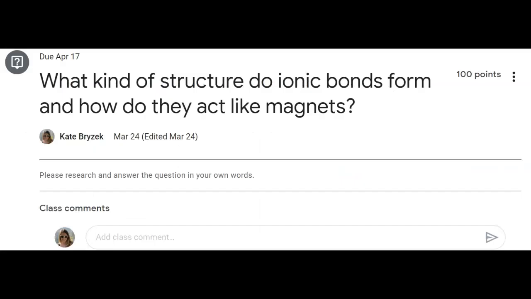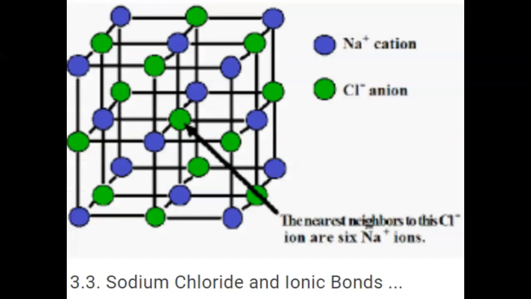Now your next one is a question. It's asking, what kind of structure do ionic bonds form and how do they act like magnets? Now when you're looking at that question, that's a 2-part question. One is the structure of ionic bonds. So if you have a bunch of ionic bonds forming together, how do they look? Like, what does the actual structure look like? The second part is, how do they act like magnets?